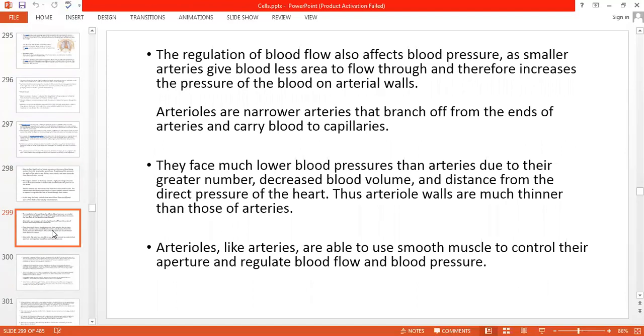Arterioles are narrow arteries that branch off from the ends of the arteries and carry blood to the capillaries. They face much lower blood pressure than arteries due to their greater number, decreased blood volume, and distance from the direct pressure of the heart. The arteriole walls are much thinner than those of the arteries. Arterioles, like arteries, are able to use smooth muscles to control their aperture and regulate blood flow and pressure.